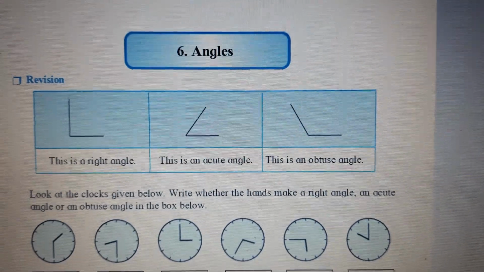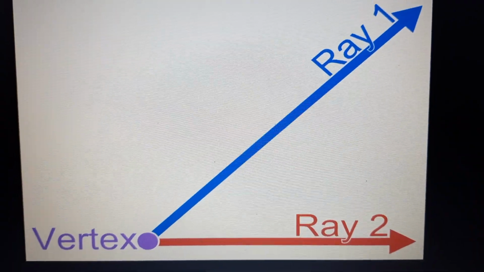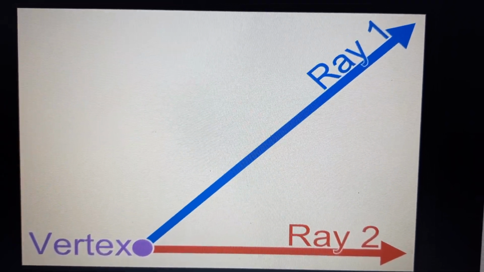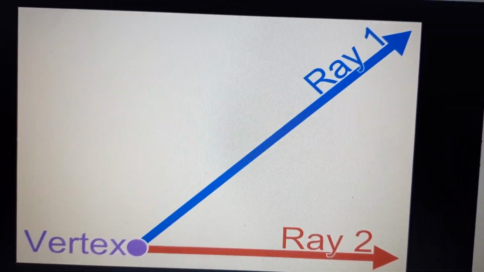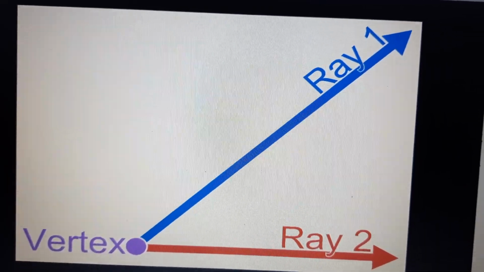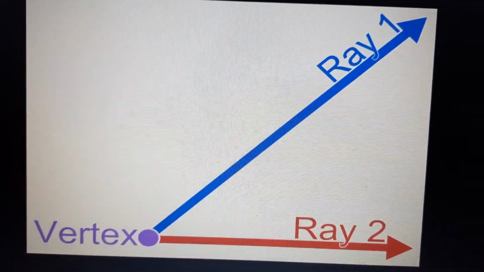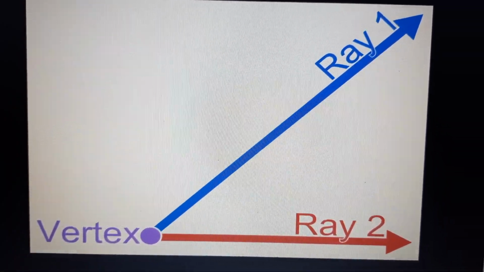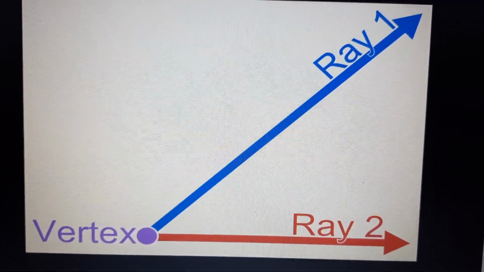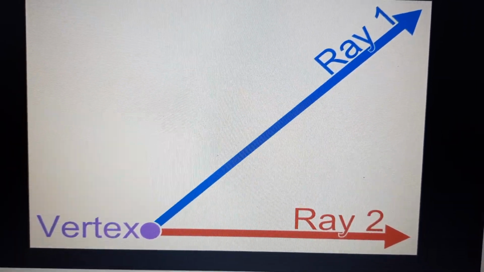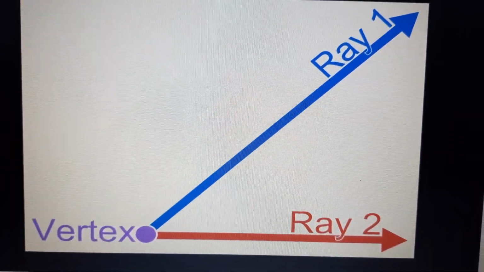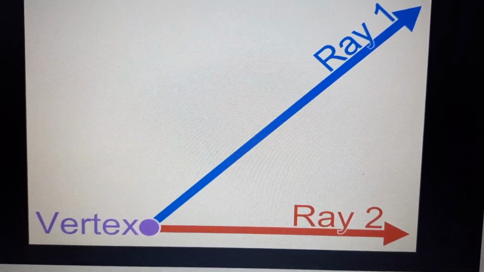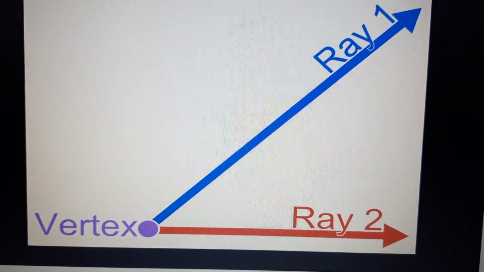Now first we will understand about the arms. So here we have, children, the angle which has got two arms. You can see ray 1 and ray 2. So ray 1 is one of the arms and ray 2 is the other arm of the angle. You can see the purple color dot, that's the vertex. This vertex joins both the arms. Because of the vertex, both the arms are joined.